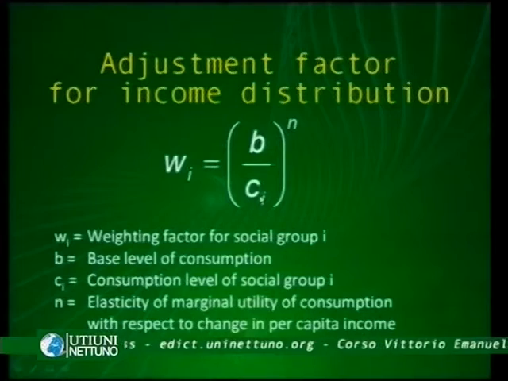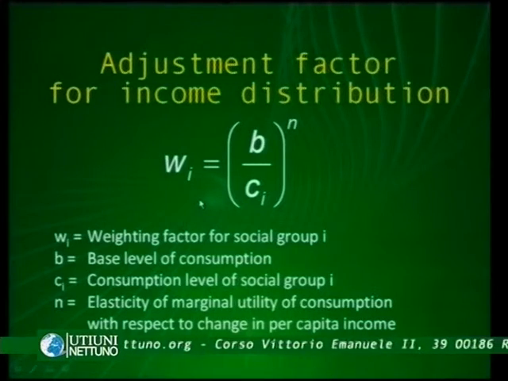If N is equal to 0, so if there is no marginal utility of consumption, then you don't need to adjust, and in fact the weighting factor will be equal to 1, and any unit of income accruing to any social group will have the same value. But if N is equal to 1, so if there is a marginal utility of consumption and this ratio is equal to 2, then the weighting factor I will be equal to 2. This means that the additional unit of per capita income accruing to this group I has double the impact on the economic value of the project as compared to a social group that instead has a ratio equal to 1, so a group that is in equilibrium, in other words.